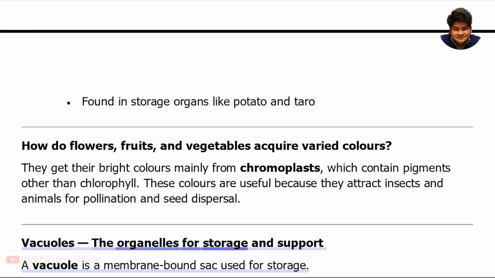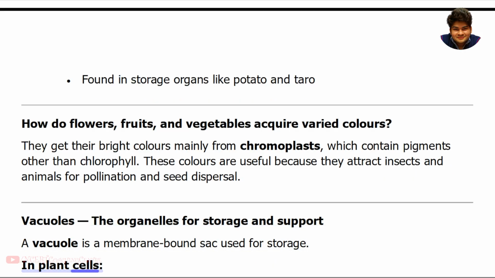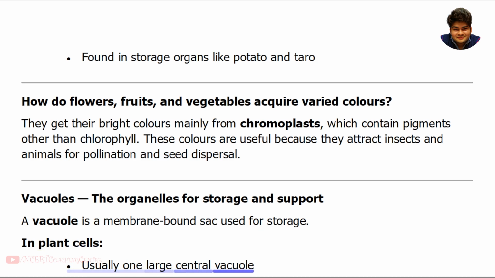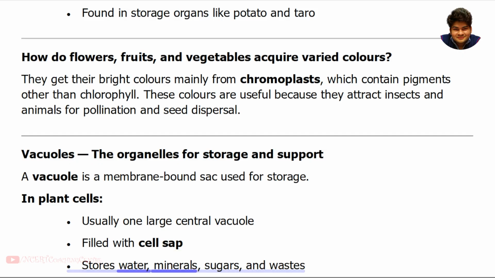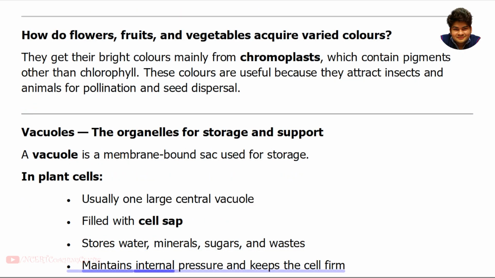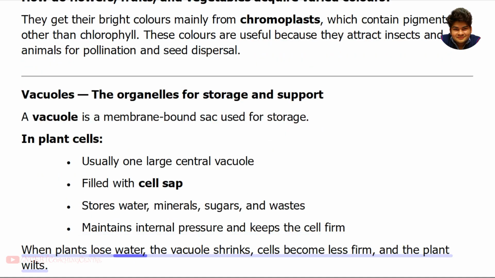Vacuoles, the organelles for storage and support. A vacuole is a membrane-bound sac used for storage. In plant cells, usually one large central vacuole, filled with cell sap. Stores water, minerals, sugars, and wastes. Maintains internal pressure and keeps the cell firm. When plants lose water, the vacuole shrinks, cells become less firm, and the plant wilts.